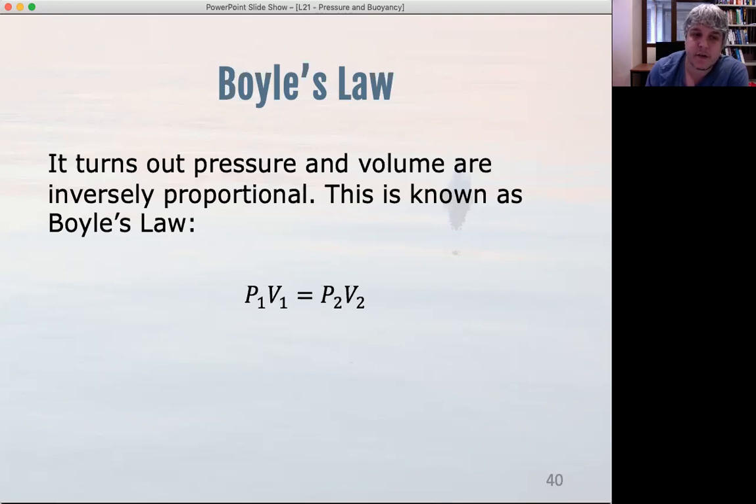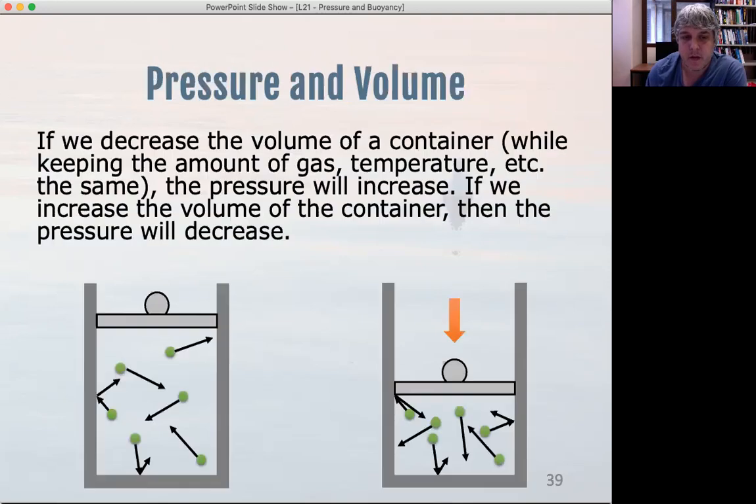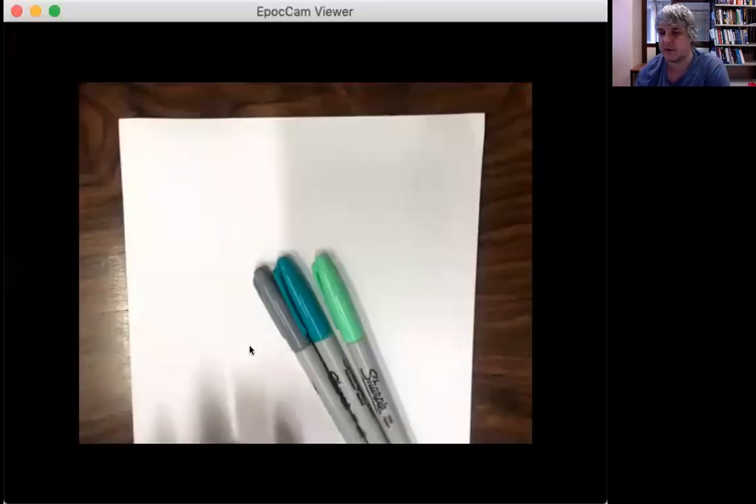It is one I'd expect you to be able to use. It's nothing too complicated. If you know the pressure here and the volume here, and then you're told the volume here is half of that one, then that means that you must have doubled the pressure. Let's actually jump over to the document camera just to hopefully expand on that idea a little bit.